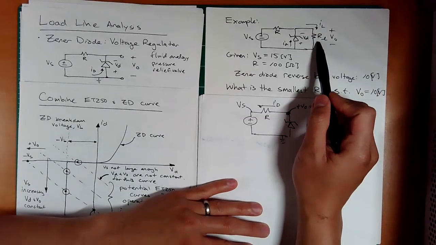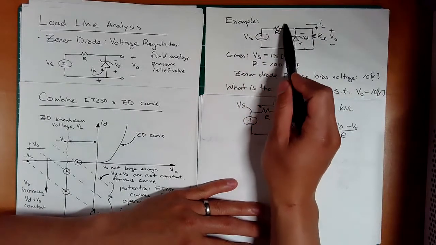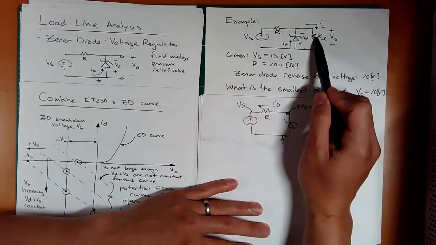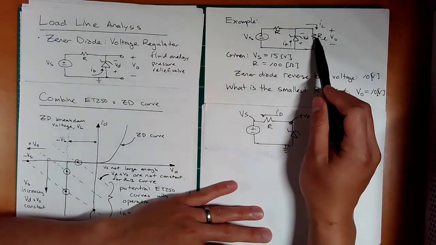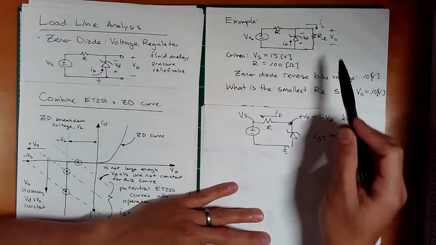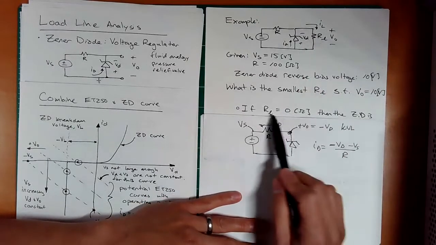So what's the problem? This time I'm not varying the 15 volts, I'm not varying the R, these are staying constant. I'm actually varying this RL. Let's go through a thought experiment. If this RL is too small, let's go to the extreme. Let's say this RL is like a short, which means it has 0 ohms.